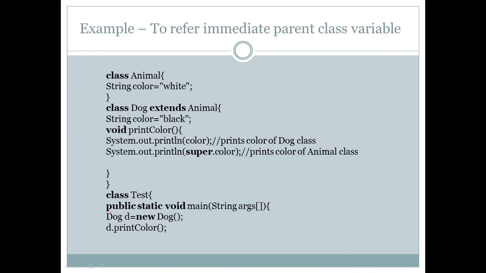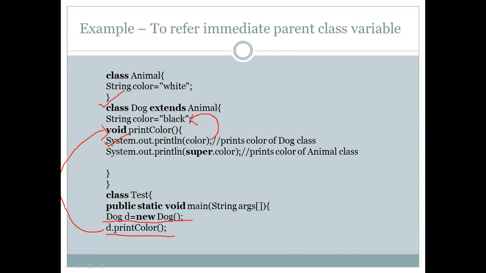Now here in this example, this is where we are creating the object of the child class. And through that object, we are invoking the print color method. This print color method is the method defined within the child class dog. Now what is given within the print color method? We have two println statements. One prints color and the other one says super.color. When we look at the first print statement, it says System.out.println color. This color refers to the color variable of the dog class.